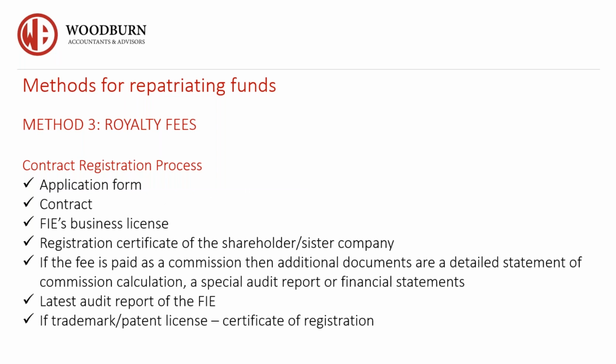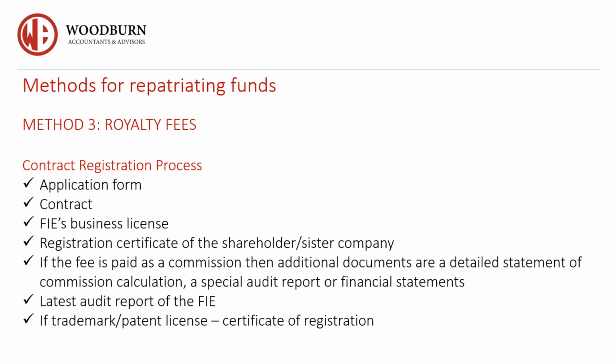Well, here for the royalty fees, I've actually put in the contract registration process and what's needed by the tax bureau. So you have the application form, the contract, the business license of the Chinese entity, registration certificate or business license of the shareholding or sister company, how commissions and fees are calculated.